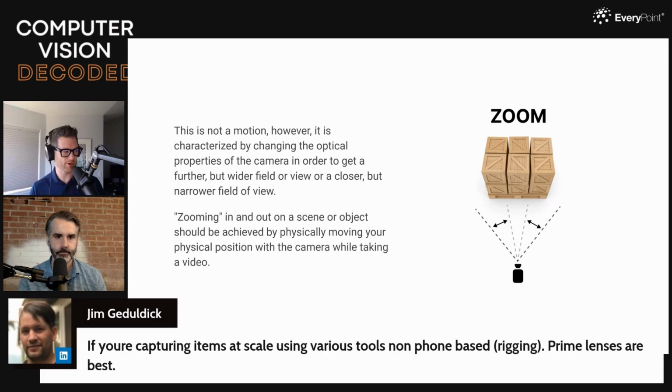We do have a great comment. Jim added, if you're capturing items at scale using various tools, non-phone-based rigging, prime lenses are best. Yes, I always say a prime lens. If you just stick with one prime lens and move in and out with your feet or just get different angles, that's great.